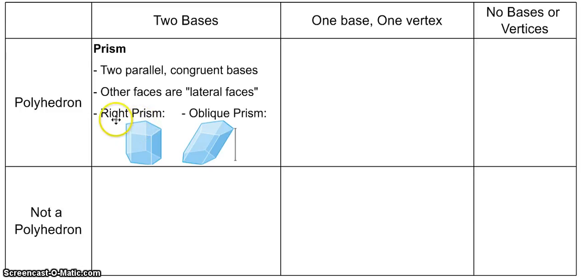Prisms can also be right or oblique. A right prism is where the lateral faces and the bases are perpendicular to each other or at a 90-degree angle, just like this right here. An oblique prism is when the lateral faces and the bases are not at a 90-degree angle. They're not perpendicular. They're not right. As you can see, it comes out slanted like this. That's an oblique prism.